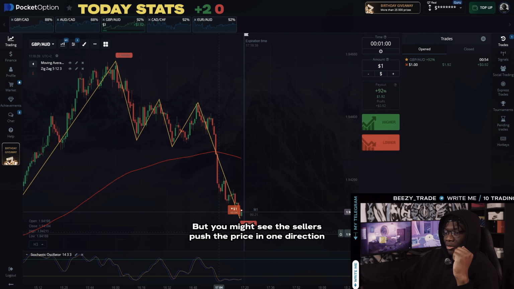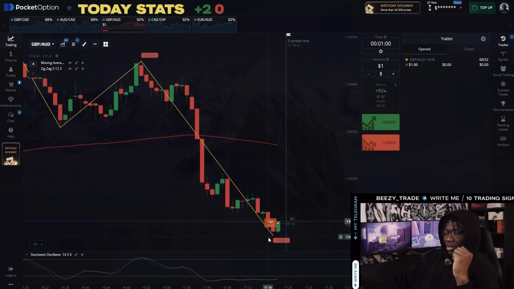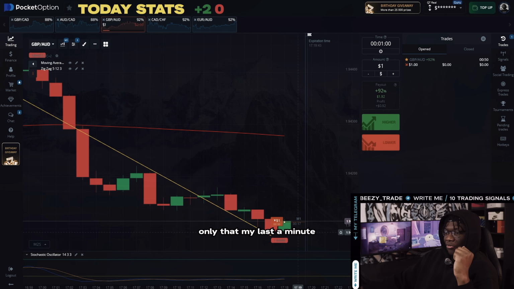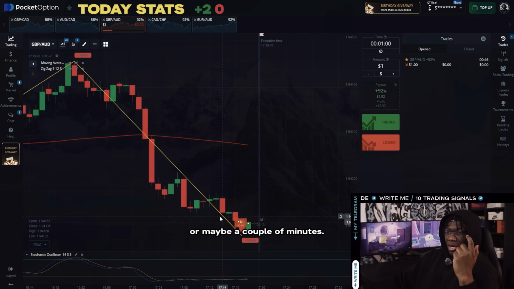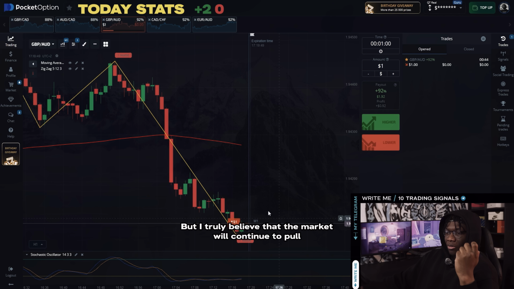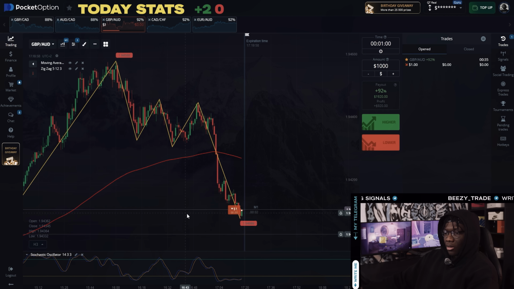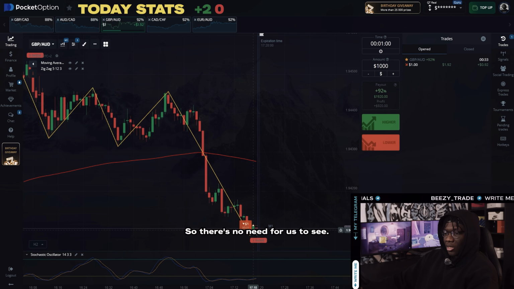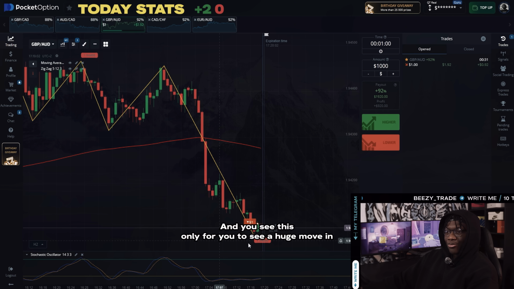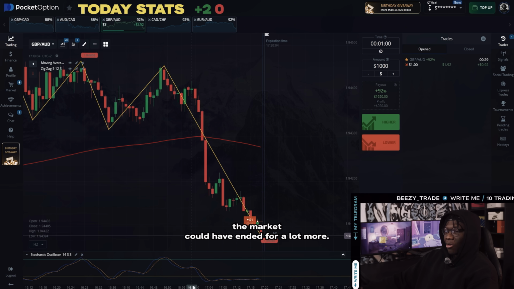But you might see the sellers push the price in one direction, only for that to last a minute or maybe a couple of minutes. But I truly believe that the market will continue to pull downwards. We haven't hit support, so there's no need for it to see a huge move in the market.